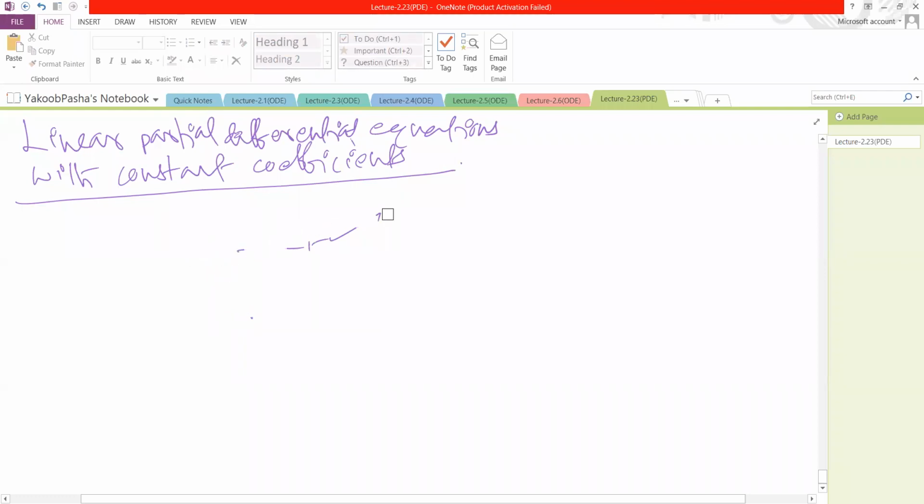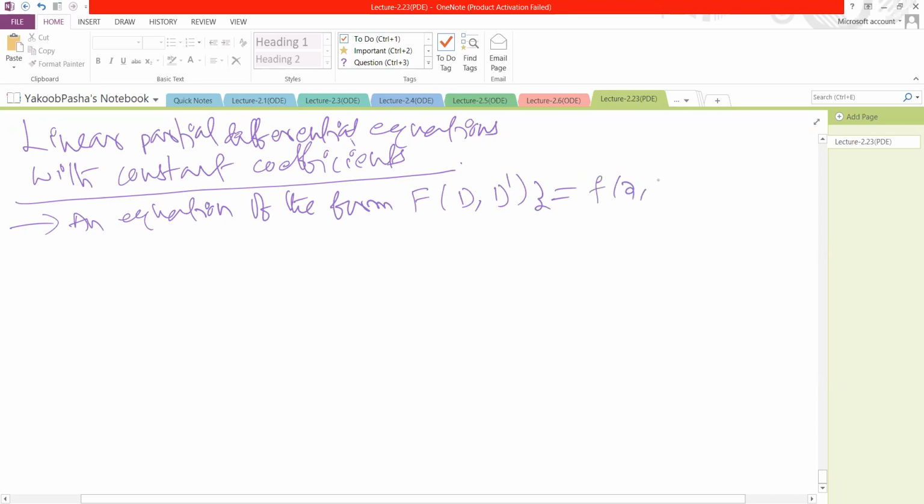First, we see the form of the linear partial differential equation with constant coefficients. An equation of the form f of (d comma d dash) of z is equal to f of (x comma y).